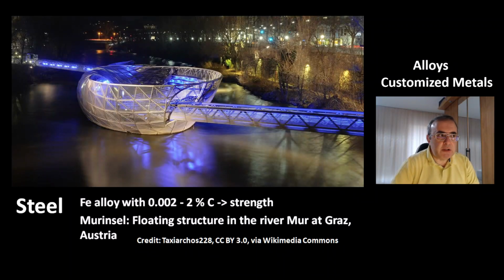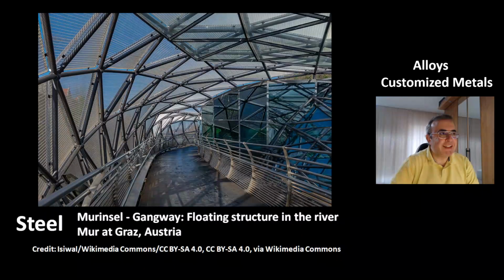This is another very important alloy. That's steel. It is iron with up to 2% carbon, and steel has, compared to pure iron, a higher strength. This is an example of a steel structure. That's the Murinsel, which is located in the river Mur at Graz. That's in Austria. It's a floating structure, an artificial island. This is how the interior looks like, the typical steel construction. This is the gangway through the structure.